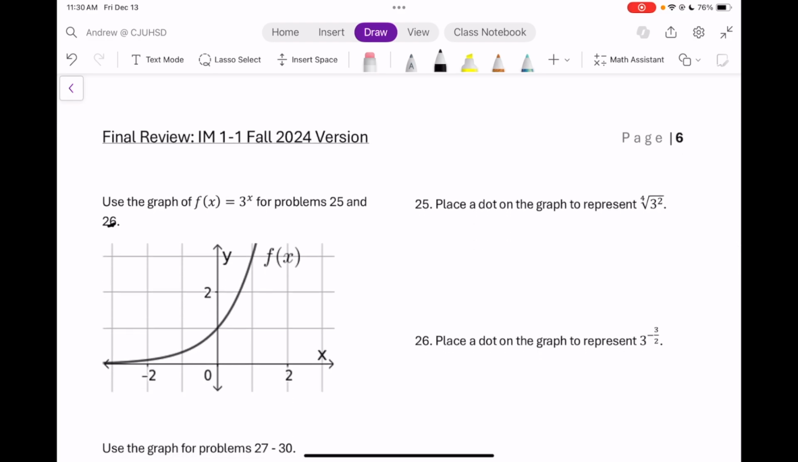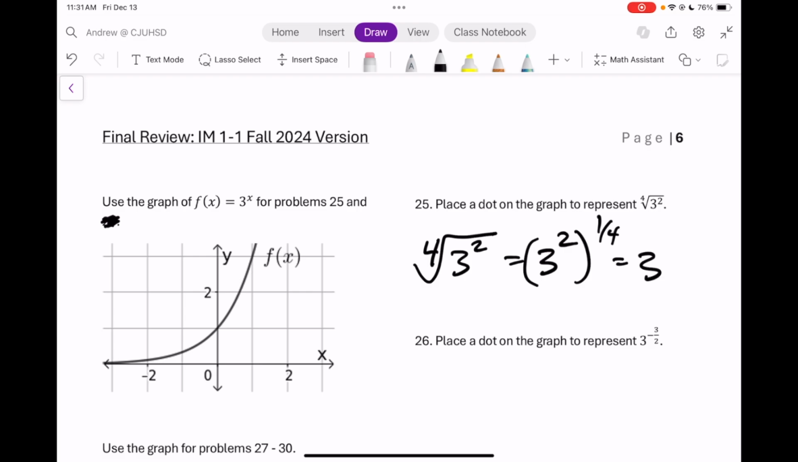Okay, this 26 here is out of place. 25. Place a dot on the graph to represent the 4th root of 3 to the 2nd power. Okay, the key is to take this and convert it. The 4th root is the 1/4 power. So 3 to the 2nd, to the 1/4, and that's going to be 3 to the 1/2, or 2/4, which is 1/2.